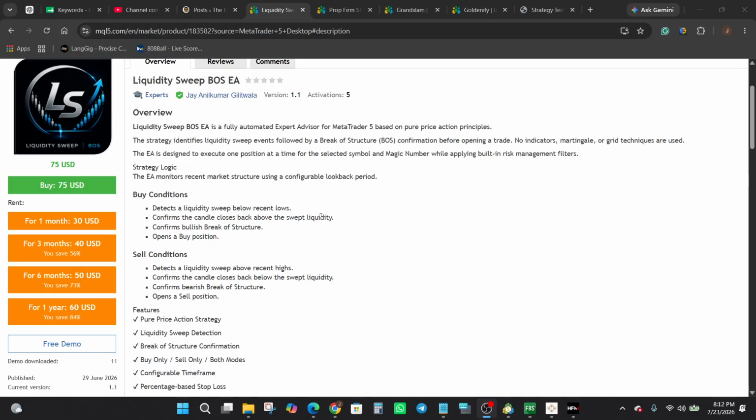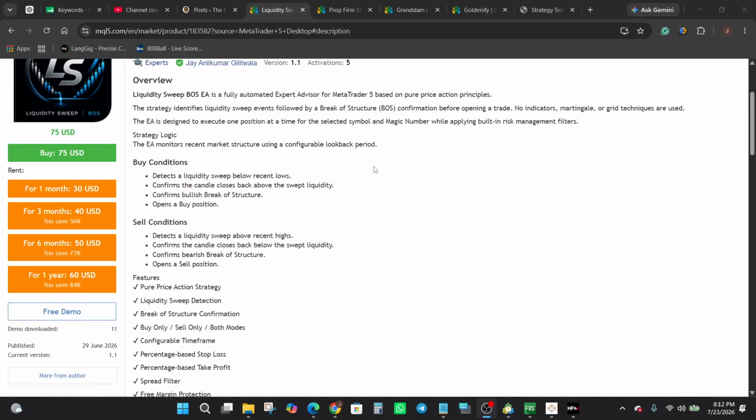Okay, the developer states that the EA operates on pure price action principles without using standard technical indicators, martingale, or grid systems. The strategy relies on a two-step confirmation process using a configurable look-back period. First it scans for a liquidity sweep, where price briefly breaks past recent highs or lows. Then secondly, it waits for the candle to close back inside that swept level, looking for a break of structure or BOS to confirm market direction before taking a trade.